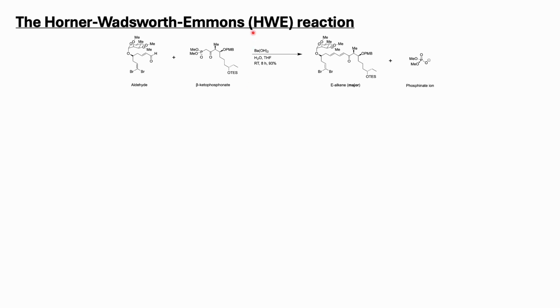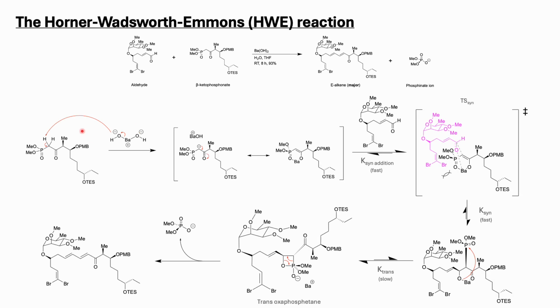Our next reaction is a HWE reaction between an aldehyde and in this case a beta-ketophosphonate. We form an E-alkene, which is our major product, and we also release a phosphonate ion in the process. So the beta-ketophosphonate has 2 acidic hydrogens on the carbon in the alpha position to the phosphonate group and the carbonyl, one of which will get deprotonated by this metallic base.